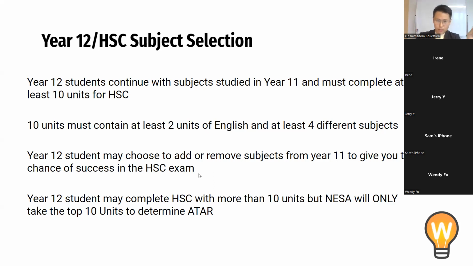Out of the 10 units, 2 units has to be English, and then you have 4 other subjects. As a year 12 student, you may choose to add or remove subjects from your year 11 subjects to give you the best chance of success for the HSC exam. Now, some students may pick more than 10 units because they feel that having an extra unit may be safe for the HSC ATAR calculation. But NESA will only pick the top 10 units out of the 12 or 13 you do, and only the top 10 units will count towards your ATAR.